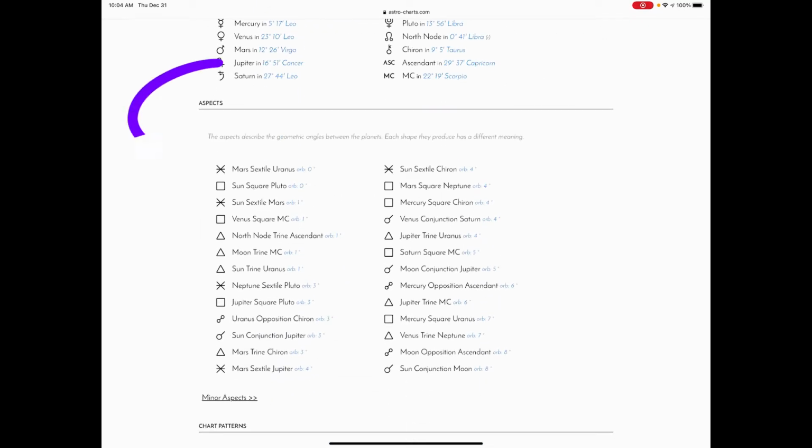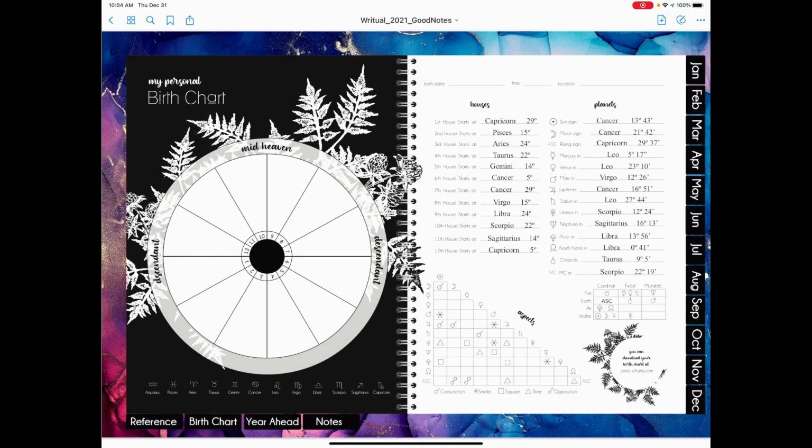So here's all your aspects. And you'll see that it gives you the little symbols for sextile, for square, for trine. That is the information that you're inputting into that chart. So where it says Sun square Pluto, you come over here and you would find where Sun and Pluto intersect and put in your square symbol.